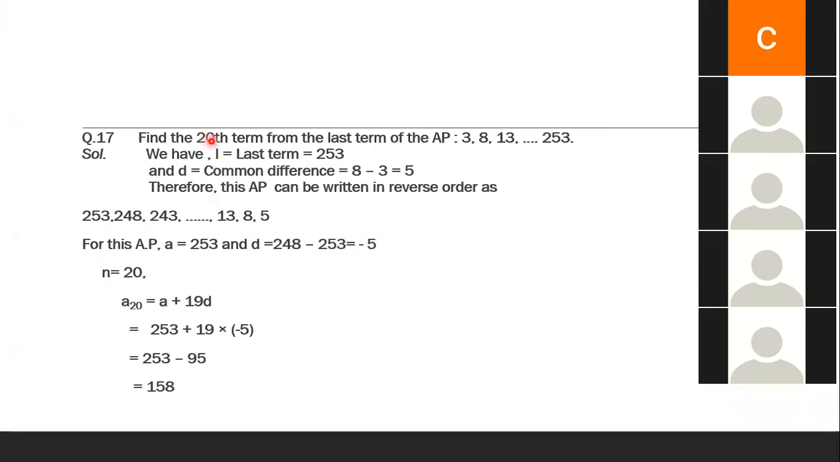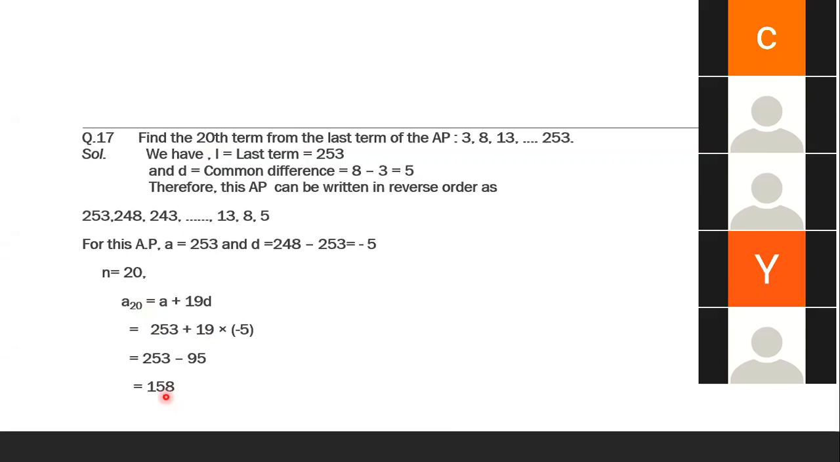They're asking us to find out the 20th term, means N is equal to 20. So the 20th term is A plus 19D. The A value applied is 253, the D value applied is minus 5, 19 times 5 is minus 95. So the 20th term value is 158.